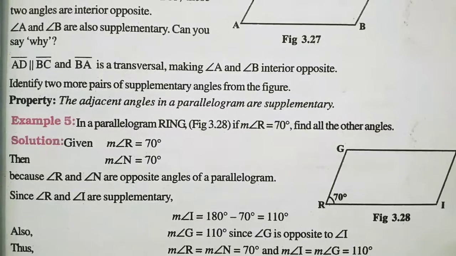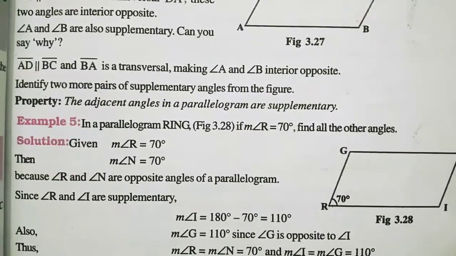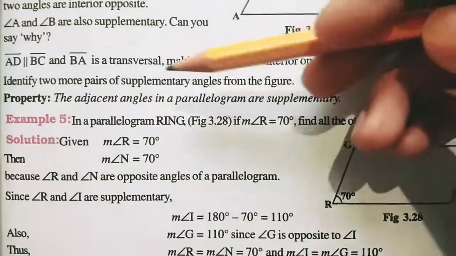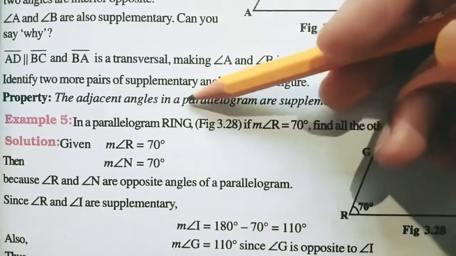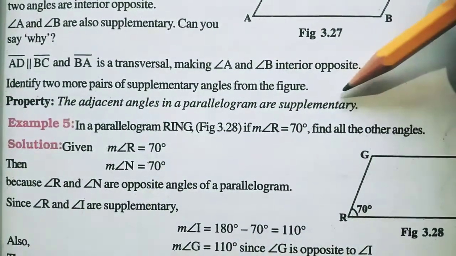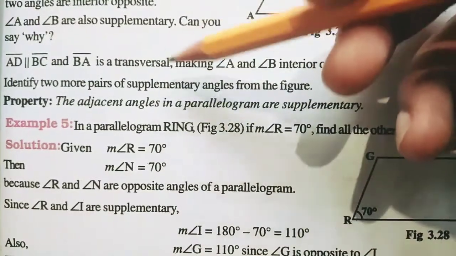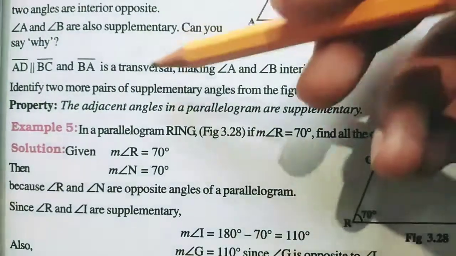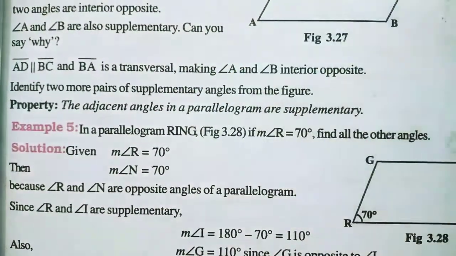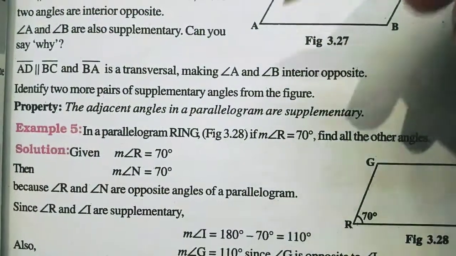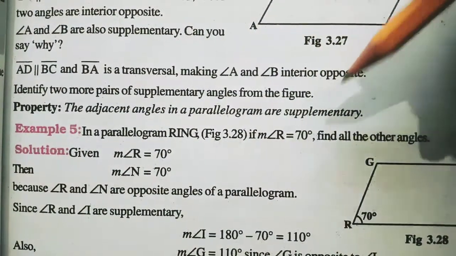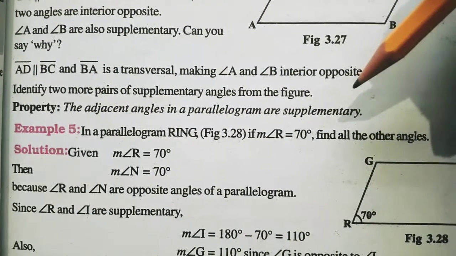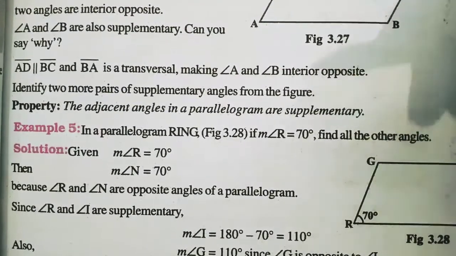So yesterday we have learned about the properties of parallelogram, right? Two properties we have learned. Now the next property about parallelogram is what? The adjacent angles in a parallelogram are supplementary. I have explained what adjacent angles are. Adjacent means the consecutive angles, the side by side angles. So the two angles which are side by side, which are consecutive in a parallelogram, are supplementary. Supplementary means the sum of the two angles is 180 degree. That is called supplementary. Okay, understood?